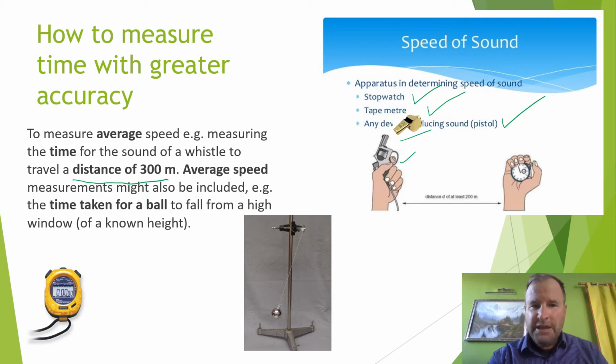Another one you can do is average speed measurements. It might include the time taken for a ball to fall from a high window. Then you can measure that accurately. Do that several times again to find the average. Here we've got a few of the instruments when we have a look at the time for a pendulum, which we'll see in the next slide.